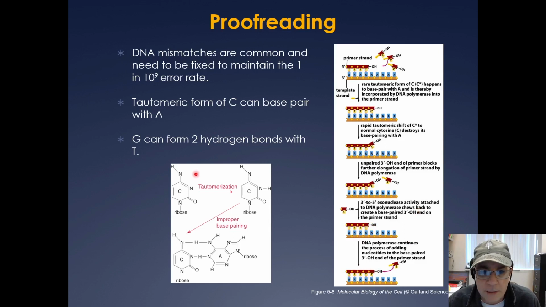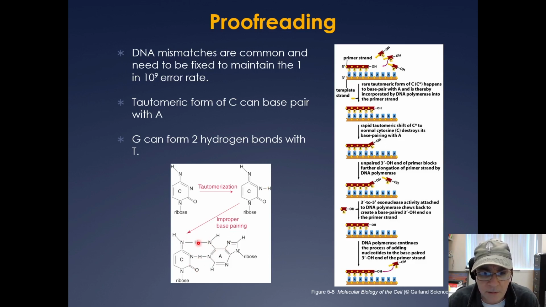And so let's just look at the chemistry of this. So here's normally your cytosine. It can tautomerize. So one of the bonds actually goes up to, so you've got this double bond at the nitrogen, and then you have a hydrogen bond here, and then you can form this hydrogen bonding with an A base.